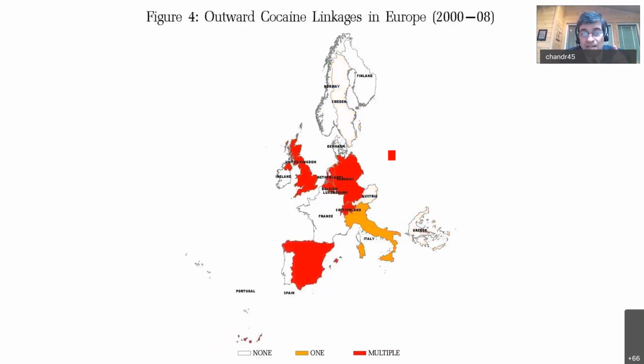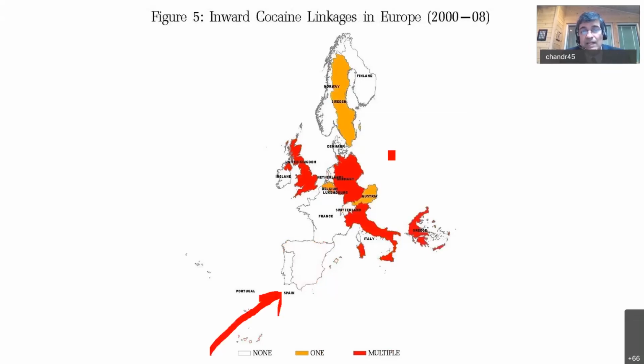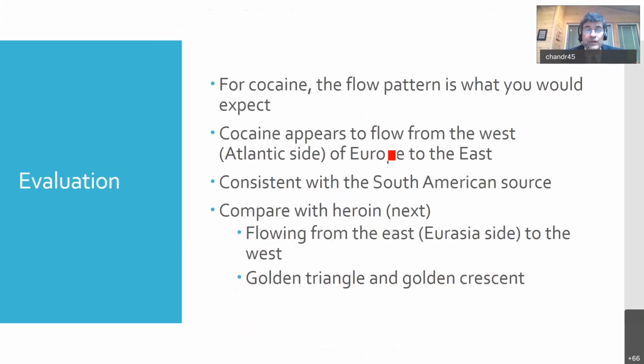These are senders. These are receivers. It seems like the cocaine is going from the west to the east. Now let's look at heroin. So for cocaine, the flow pattern is what you'd expect. It appears to flow from the west to the east. It's consistent with the South American source. And what you're going to see is very interesting, it's kind of the opposite of the story with heroin.